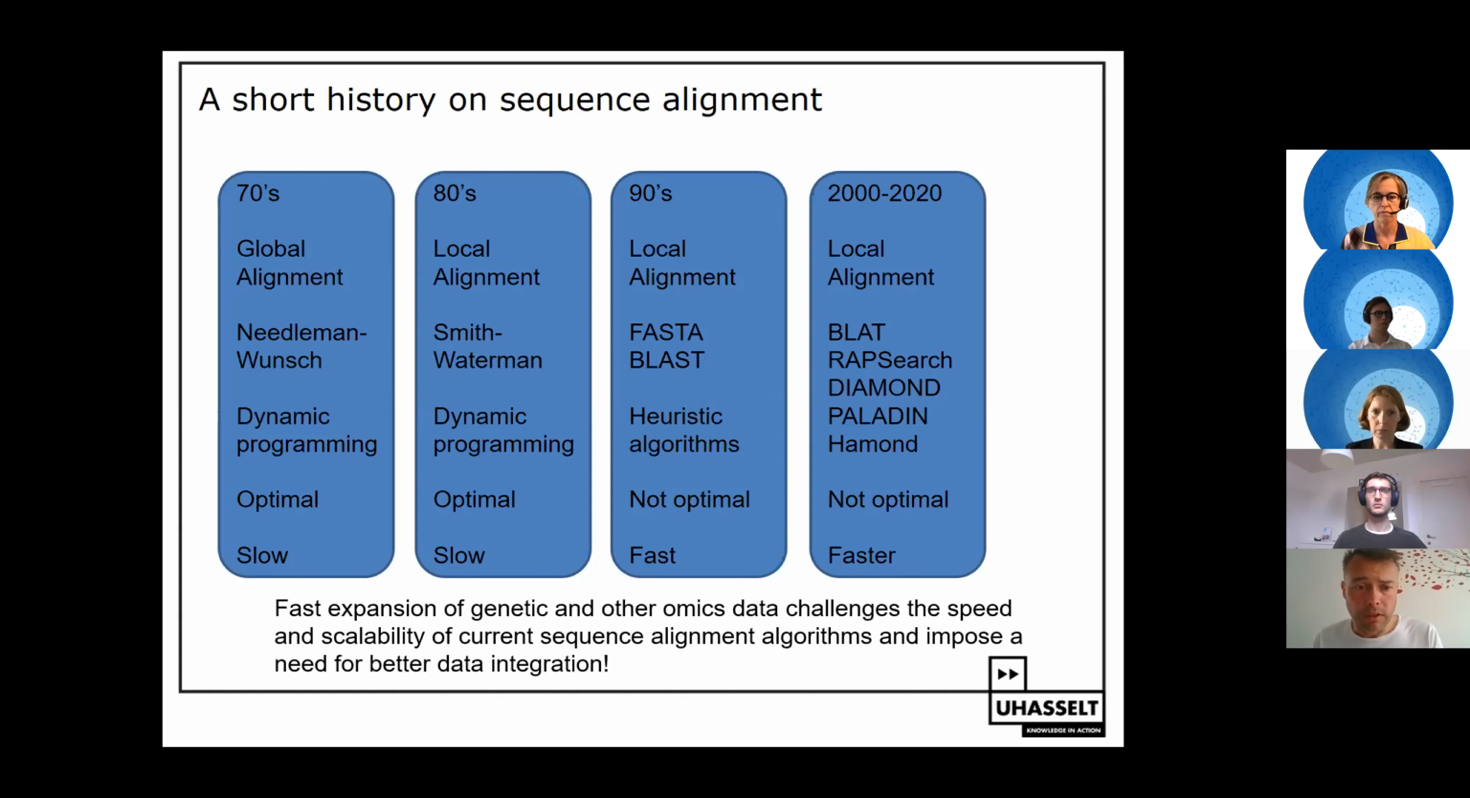But still, we're confronted with a very fast expansion of genetic and other omics data, and that challenges the speed and scalability of current sequence alignment algorithms, and imposes a need also for better data integration, because we want to perhaps combine information not only from genomic information, but also link genomic information to information from epitope databases and so forth. So the landscape becomes not only more voluminous, but also more diverse. And that is an issue.